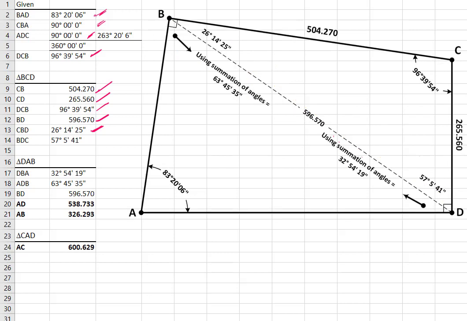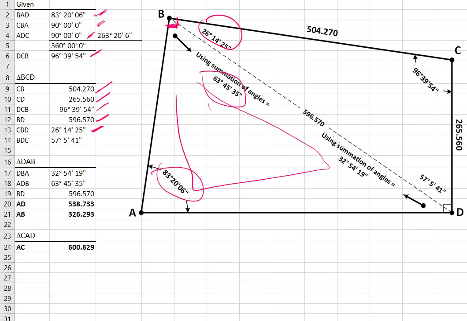So considering the new triangle, this triangle now, we will first calculate this angle. The whole thing is 90 degrees. This angle is 26. So the summation of the angles, 90 degrees minus 26, will leave us with 63 degrees. Then, of course, 45 and 35 seconds.